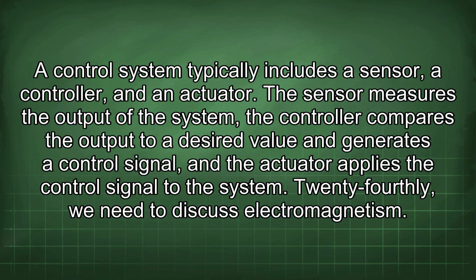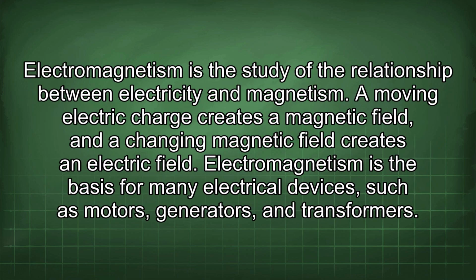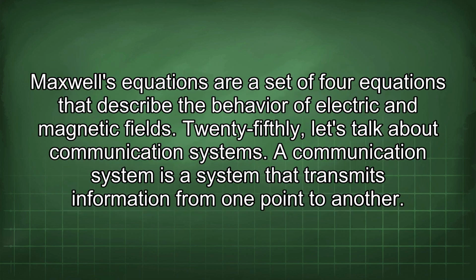24thly, we need to discuss electromagnetism. Electromagnetism is the study of the relationship between electricity and magnetism. A moving electric charge creates a magnetic field, and a changing magnetic field creates an electric field. Electromagnetism is the basis for many electrical devices, such as motors, generators, and transformers. Maxwell's equations are a set of 4 equations that describe the behavior of electric and magnetic fields.